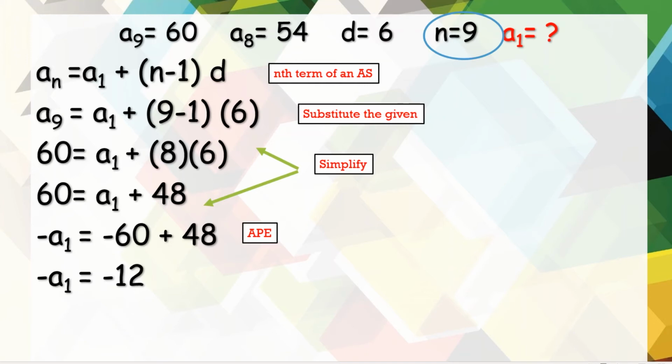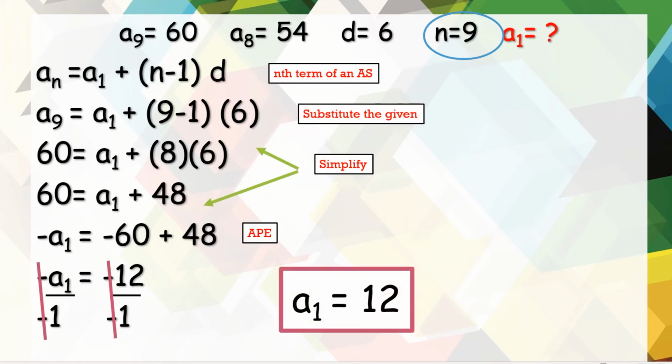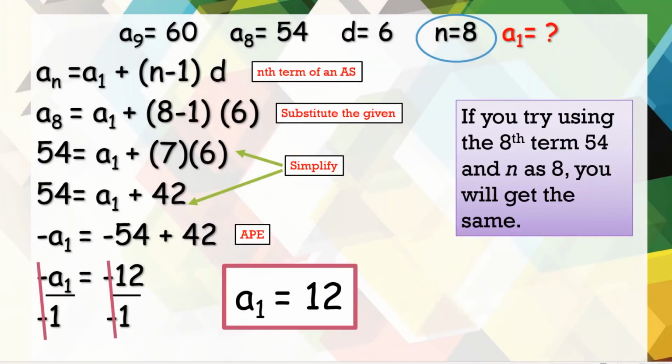Using the addition property of equality, we have negative a sub 1 equals negative 60 plus 48, that is equal to negative 12. Dividing both sides by negative 1, we have positive 12. So the first term that we are looking for is equal to 12. If you try using the 8th term 54 and n as 8, you will get the same. A sub 1 equals 12.